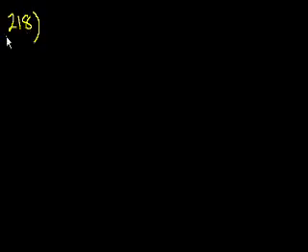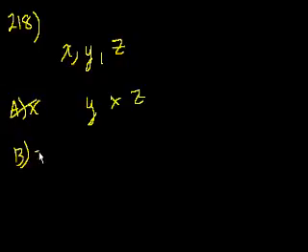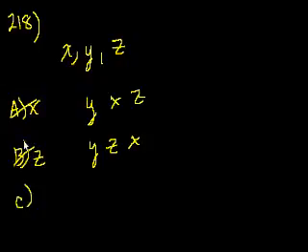Problem 218. Which of the following cannot be the median of the three positive integers x, y, and z? So the median, the middle number. They say, well, A is x. Well, no, that's not true. What if this was the order, x, y, z? Then x would be the median. So it's not A. B, z. No reason why z can't be the median. The order can be y, z, x. It's not B. C, x plus z.